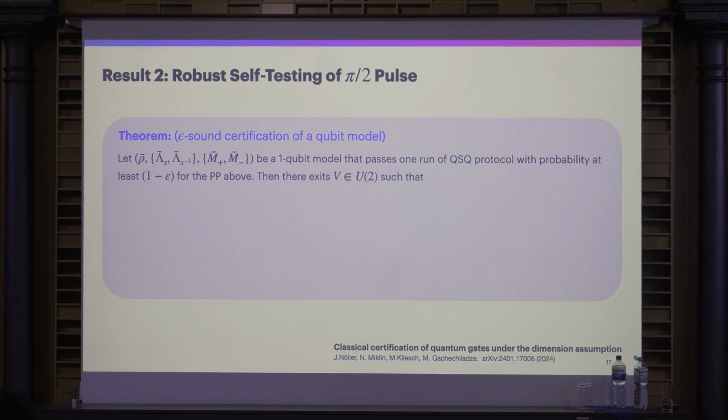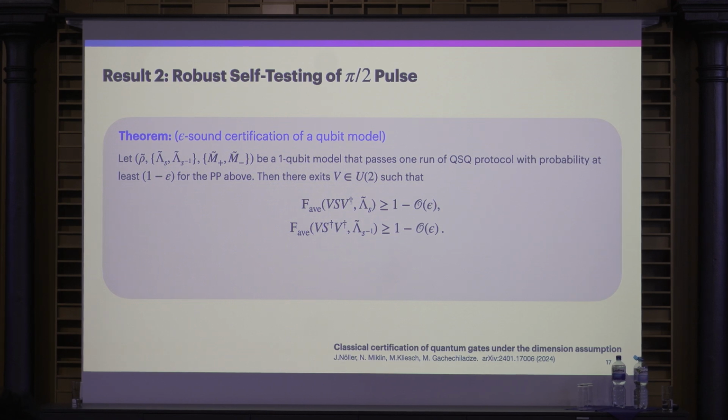Let this be a one-qubit quantum model, which has some experimental state, two separate channels and measurements, that passes one run of the protocol with probability at least 1 minus epsilon when it tries to solve the promise problem. So you're running this protocol and you have a quantum model which passes it with probability at least 1 minus epsilon. Then there exists a unitary V such that the following is true.